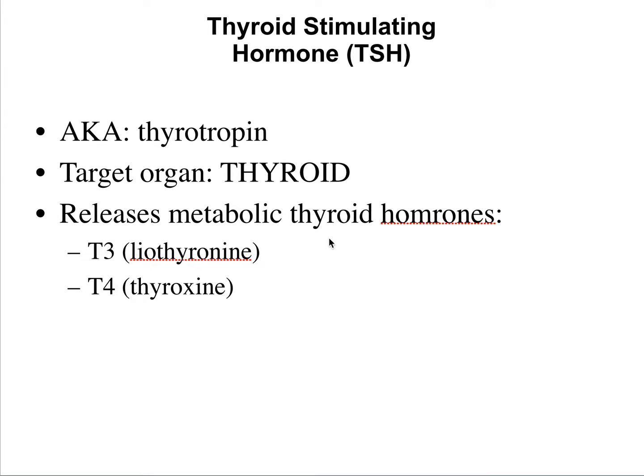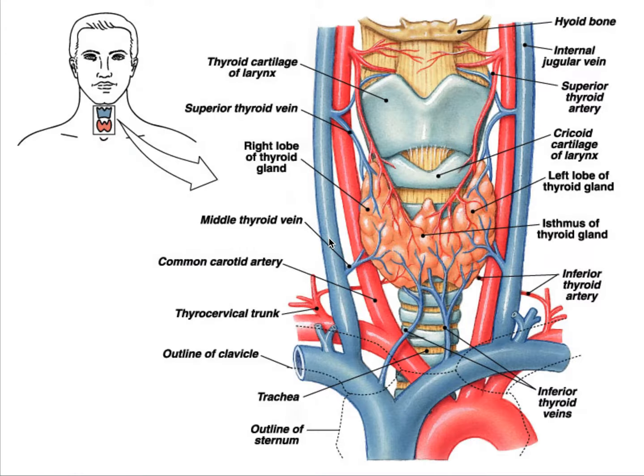Who has more? T4 has more, but who is more potent and stronger? T3 is stronger. So this is where the thyroid is located. It sits right about here, right under the thyroid cartilage. It's very vascular. So if you need to do a thyroidectomy, which is a removal of the thyroid gland, would it be easy or a little bit difficult? It would be more challenging because you have to deal with possible blood loss from injuring and nicking some of the arteries and veins that surround it.